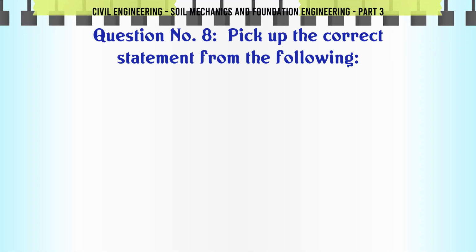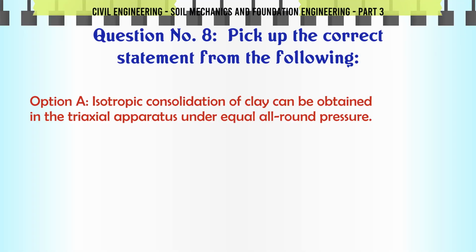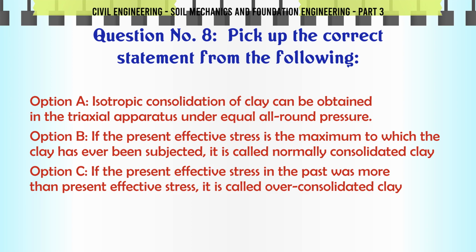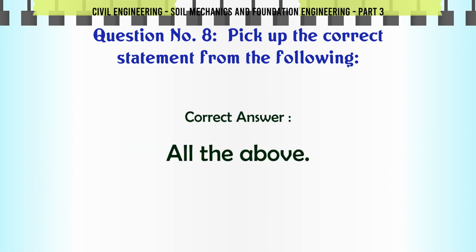Pick up the correct statement from the following. A. Isotropic consolidation of clay can be obtained in the triaxial apparatus under equal all-round pressure. B. If the present effective stress is the maximum to which the clay has ever been subjected, it is called normally consolidated clay. C. If the effective stress in the past was more than the present effective stress, it is called over-consolidated clay. D. All the above. The correct answer is all the above.